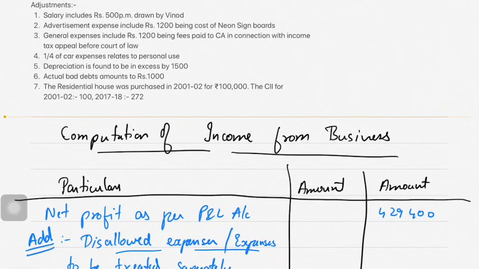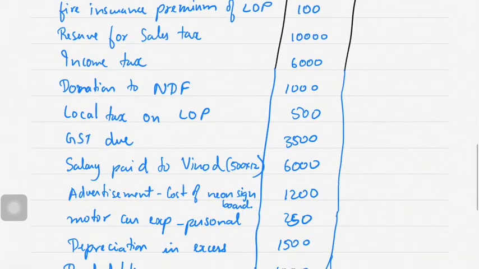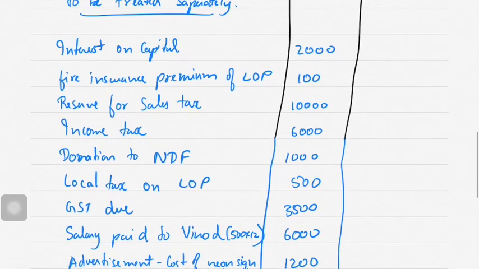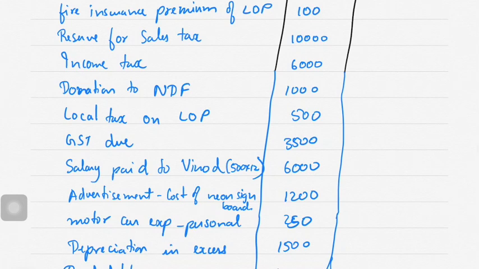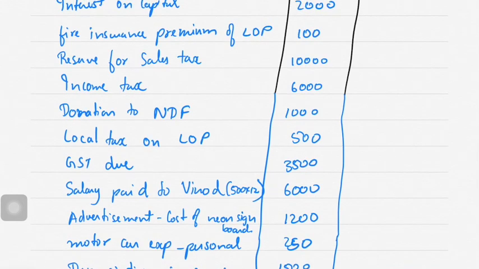Next, residential house. That's it. So in your expenses, these are the expenses which are not supposed to be in your P&L account, and they are there in your P&L account. So that's why you have subtracted these expenses. You have removed the effect of those expenses. So you have added them on to net profit. Okay.